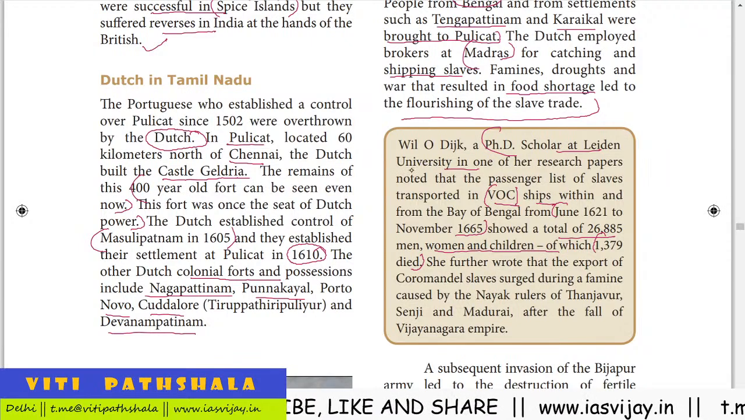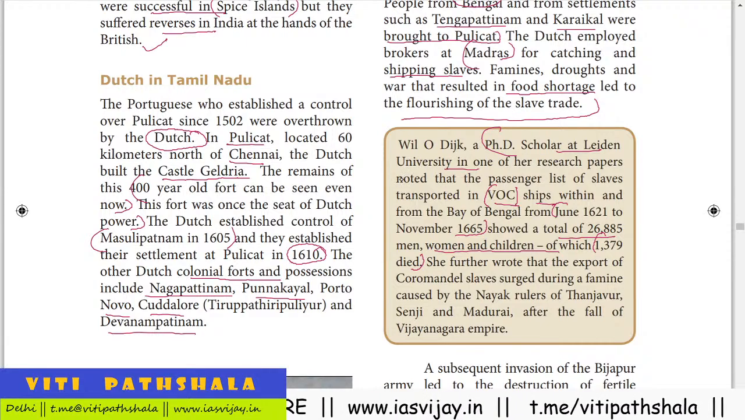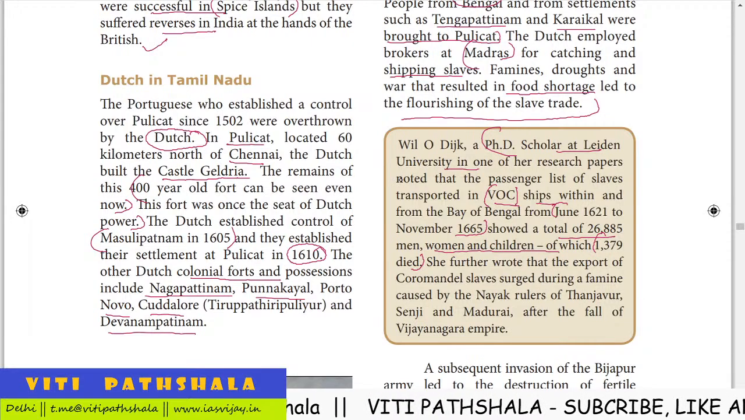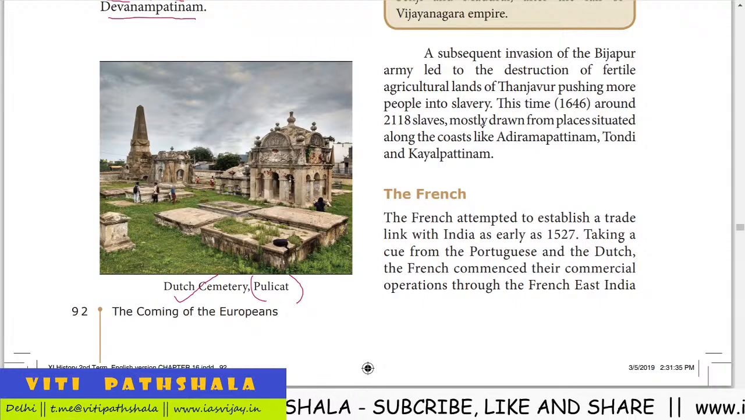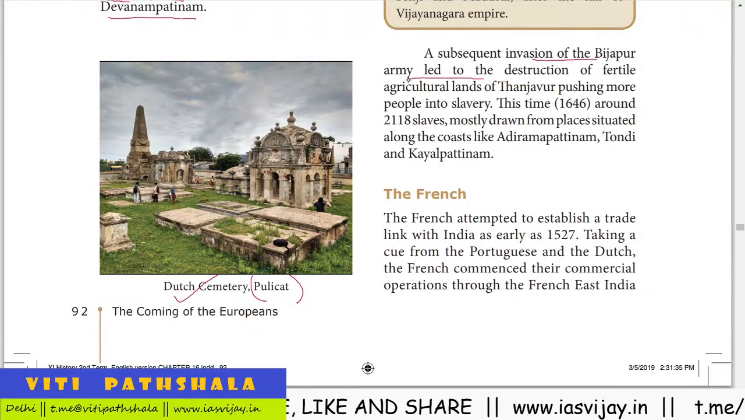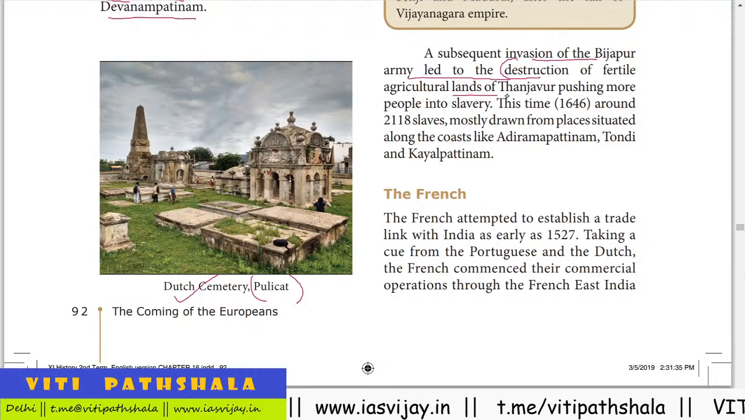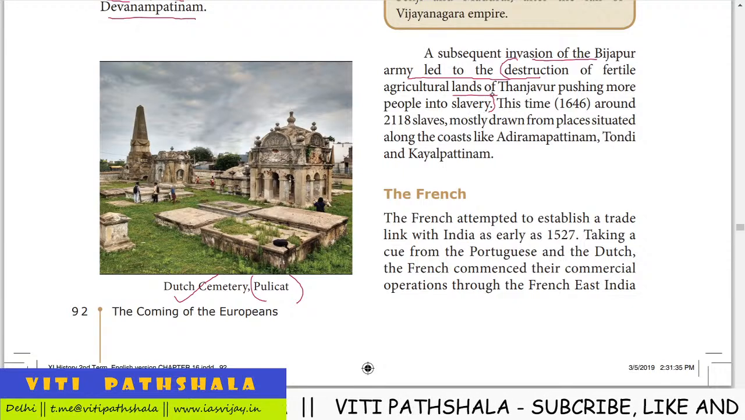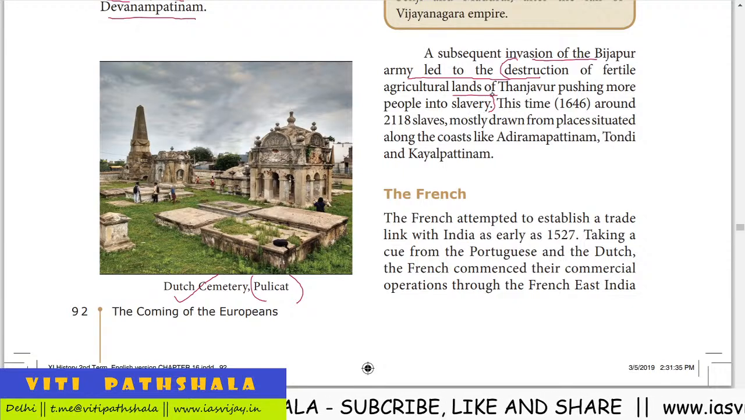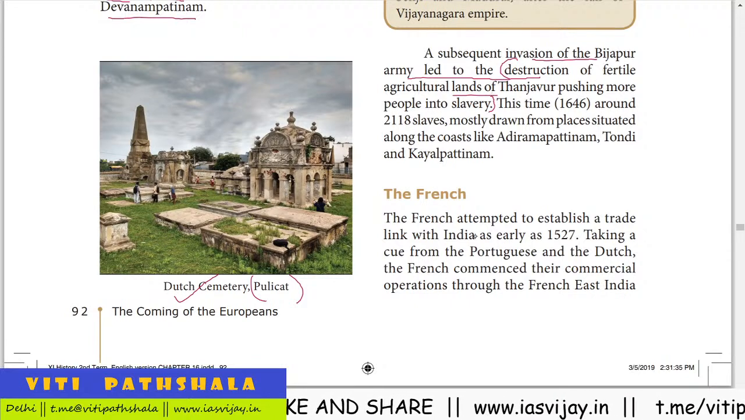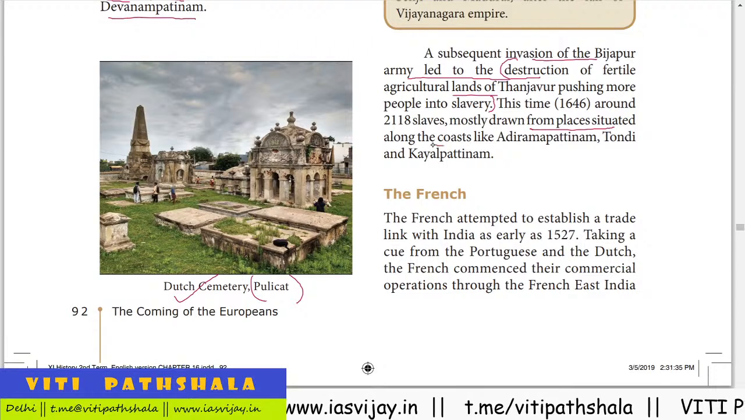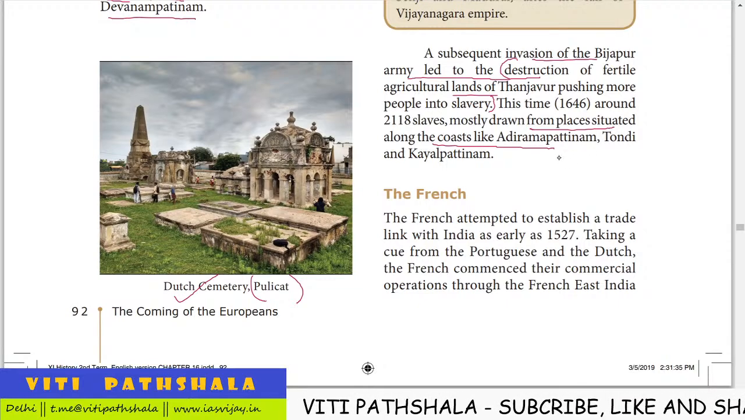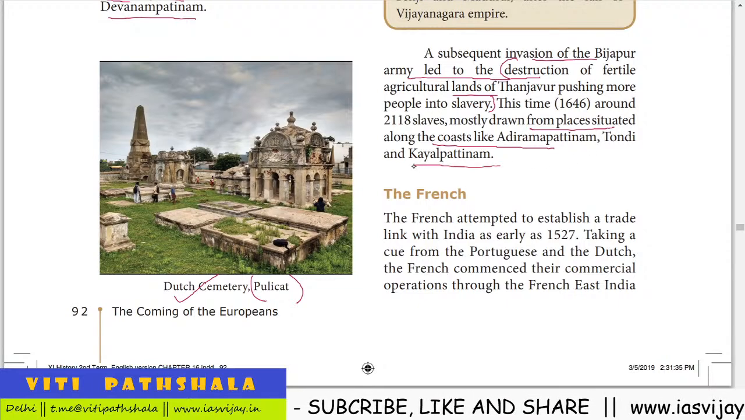Now, it surged during the famine caused by the Nayak rulers of Thanjavur, Senji, and Madurai after the fall of the Vijayanagar Empire. Now, a subsequent invasion of the Bijapur army led to the destruction of the fertile agricultural land of Thanjavur, pushing more people into slavery. Now, this time, 1646, around 2,118 slaves, mostly drawn from the places situated along the coast of Adirampattinam and Tondi and Kayalpattinam.